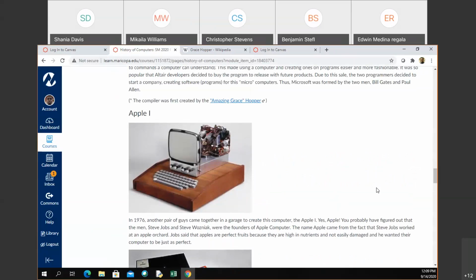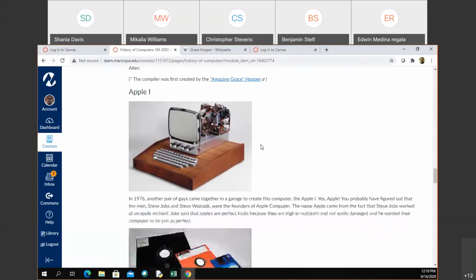They called it Apple because Steve Jobs was working at an apple orchard. And he said that apples were the perfect fruits because they had so many nutrients and weren't as easily damaged. And so the computers they created would have everything they needed and wouldn't be easy to damage. That was his motto for them. So, yeah, that's why he called it Apple.